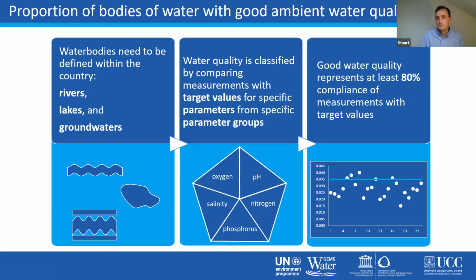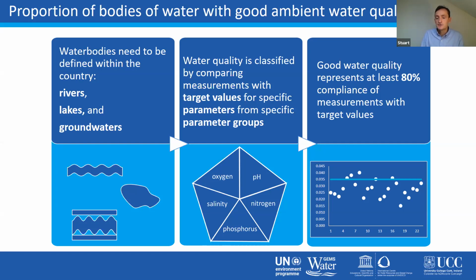So the bones of the methodology, the way it works, is that the indicator is reported as the proportion of bodies of water with good ambient water quality. So this means that countries first need to define those hydrological units, those water bodies, and that's right for rivers, lakes, and groundwaters. Traditionally, many water quality monitoring programs focus on physical and chemical measurements. So that's what we've used in indicator 6.3.2. And we focused on the simple to measure parameters which have global applicability.